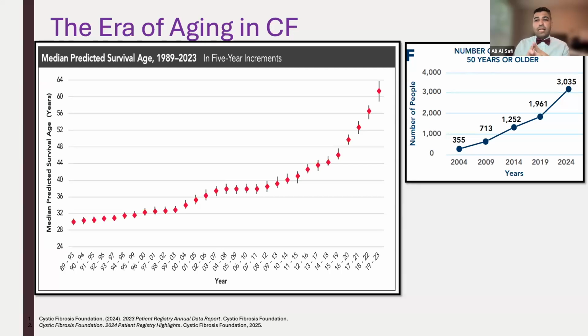So now we're living in a different era. People are living longer, which is great, and that's largely due to modulator therapy and better prevention and treatment strategies for infection. However, it also brings new challenges to all fields, but especially in infectious diseases. Now we see more recurrent and resistant infections, adverse side effects, and intolerances to certain antibiotics.